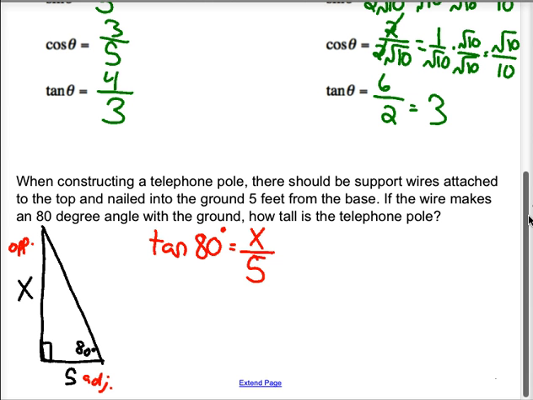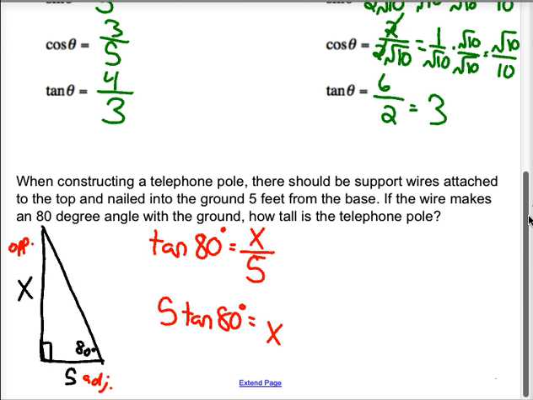So I've set up my trig ratio this time. Now, I want to solve for x. So I want you to think, well, right now, x is being divided by 5. So if I want x by itself, I'm going to have to multiply by 5. So 5 times the tangent of 80 degrees is going to give me x.